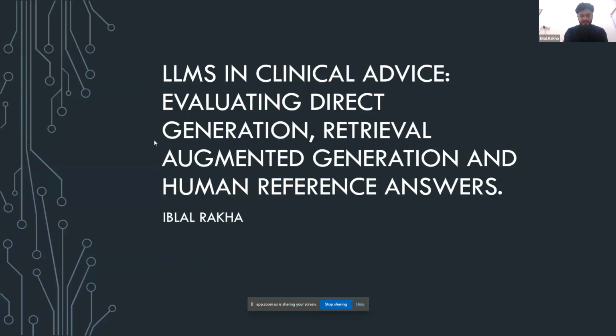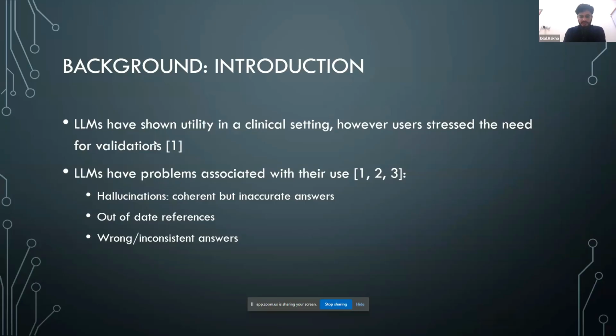I've been listening to some of the wonderful talks today. But yeah, so this is my presentation on large language models in clinical advice. There are a number of studies assessing healthcare professionals' perceptions of using large language models as a clinical decision support tool, and it showed that there is promise, but there needs to be some extensive validation to build trust within those solutions. And large language models have problems with their use, and there's an audience here which I'm pretty sure are aware of the problems associated with large language models.